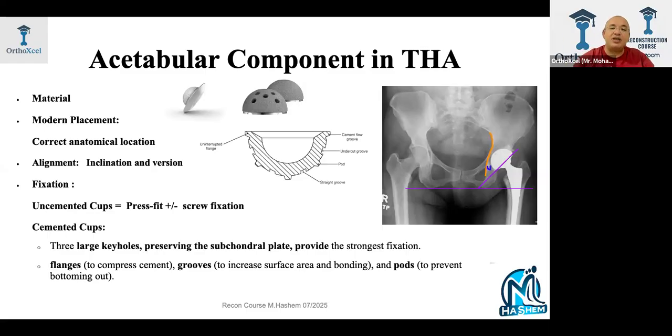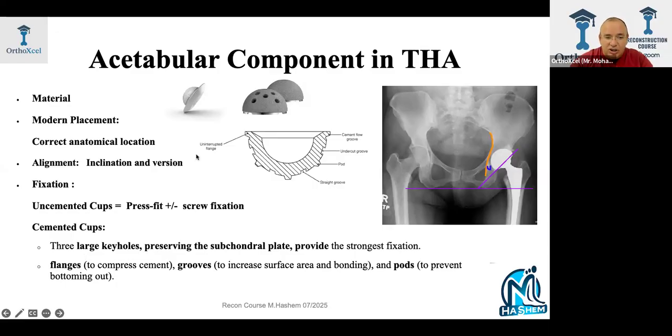Okay, if I'm using a cemented cup, not uncemented, I'll be using cement. So my cup has to have a special configuration. It's mostly a polyethylene cup. It has large keyholes, and these large keyholes are maintaining the subchondral plate and giving more and more stronger stability. So rather than just the surface being the cement interface, it's surface and holes. And it has 3 items of fixation, 3 items of stability.